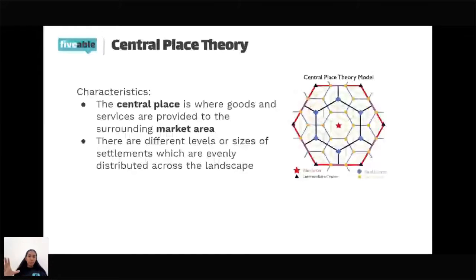And as you grow and expand outwards, you get to that red hexagon. So that's the upper level. And as you can see, these market areas are hexagons because it is a halfway mark between having a square hinterland and a circular hinterland.